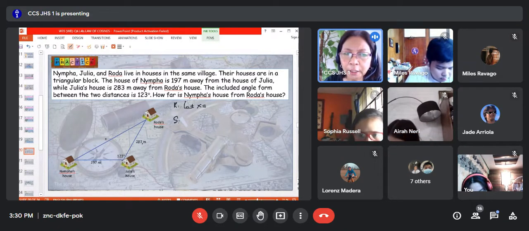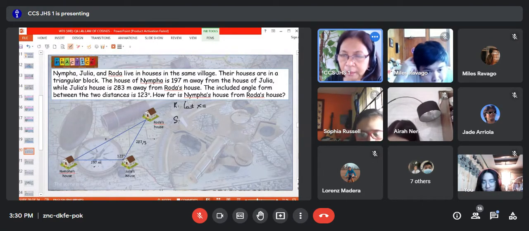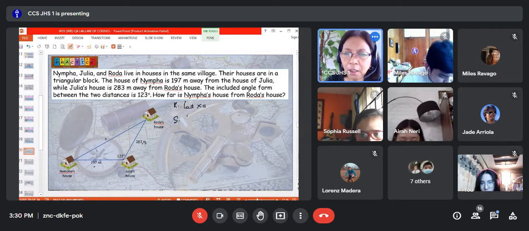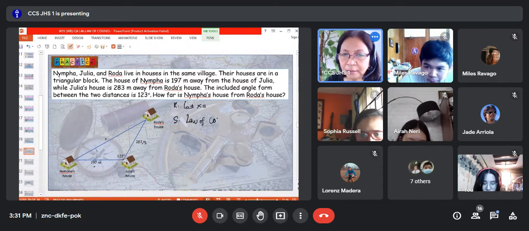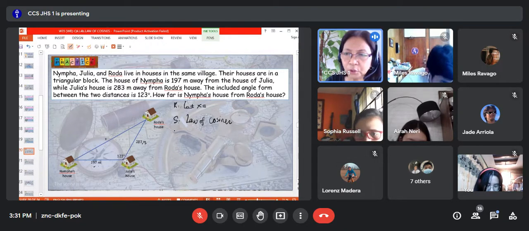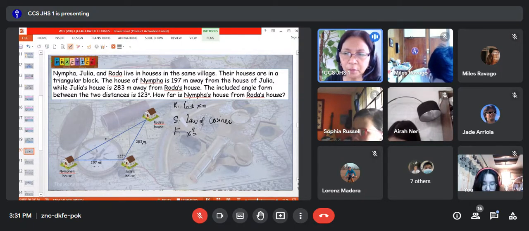So here, the unknown is the distance between Nympha's house and Rhoda's house. And the given is side, angle, side. What will be our solution? Law of cosines or law of sines? Law of cosines. Okay? So you have to use your formula. The formula is x squared is equal to what? Okay, give me the formula.